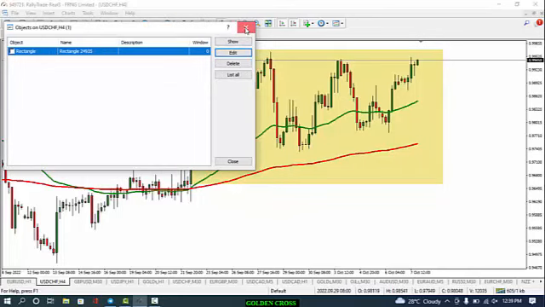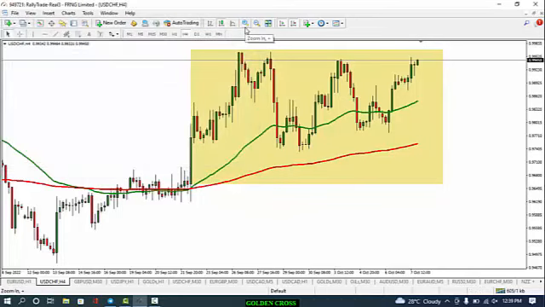Yeah, so I think this is better because this is going to give me the opportunity to identify this zone on a lower time frame. So the golden cross occur at this point. The green crossed over the red.